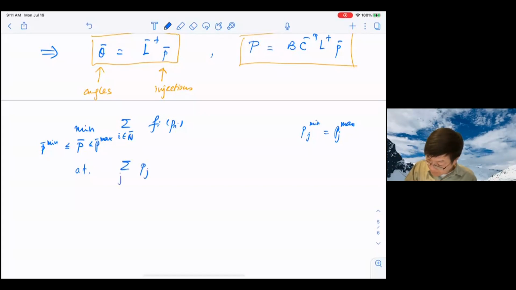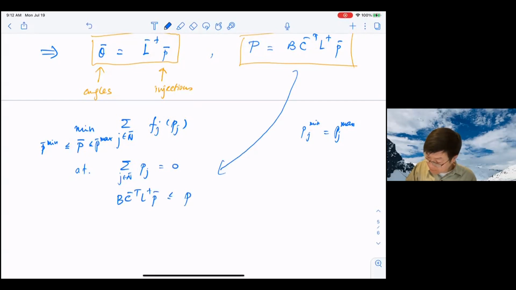So this is the sum over j of Fj of Pj, and the sum of Pj equals 0, so this is supply-demand balance. And then we want to include the line flow limit, right? So the line flow limit is, using this, B C L P bar less than some capital P, the line limits, P max, and minus P max. Because it's a directed line, and therefore there's a P max and minus P max.